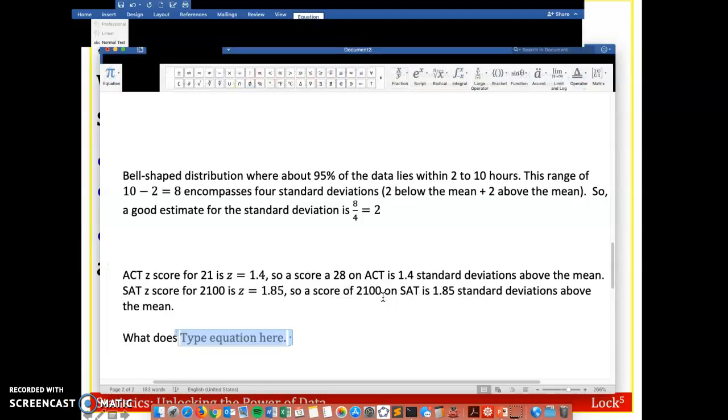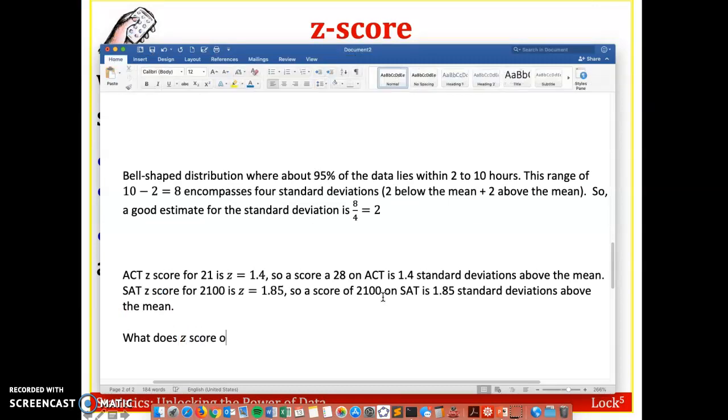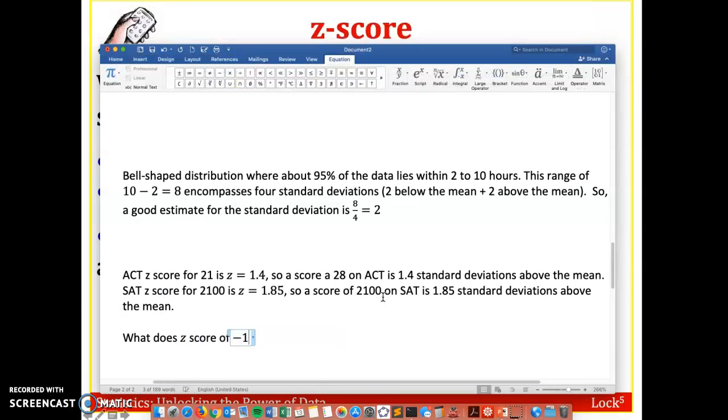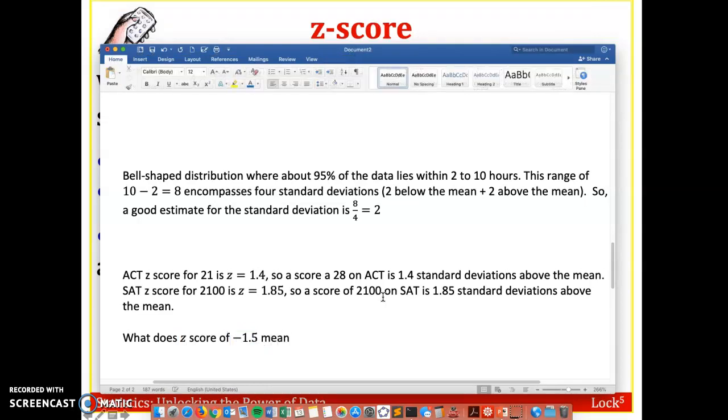What does a z-score of minus 1.5 mean? You can have negative z-scores, you can have negative test scores, but it would mean, let's say on the ACT, this means the score is 1.5 times the standard deviation below the mean. So we could calculate that.